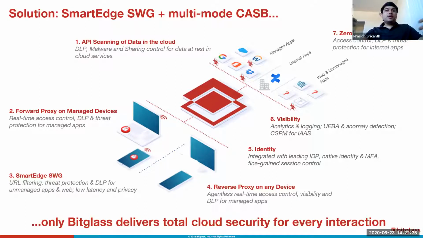So the fifth thing that BitGlass uniquely differentiates itself from other vendors is that we have our own inbuilt identity as a service offering. This is integrated with our reverse proxy as well, so everything works seamlessly with native identity and MFA controls. In addition to that, we also integrate with other third-party IDPs like Ping, Okta, any of those guys as well.